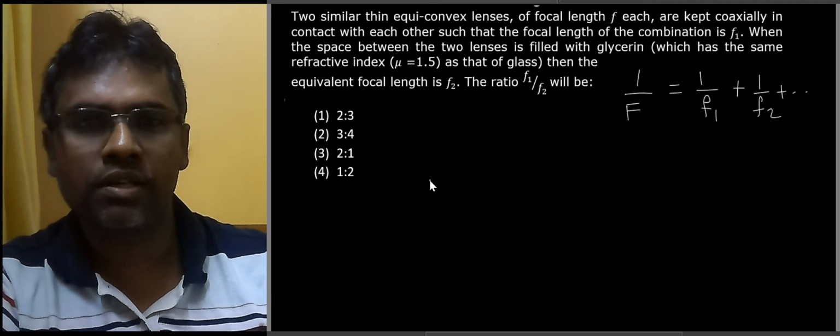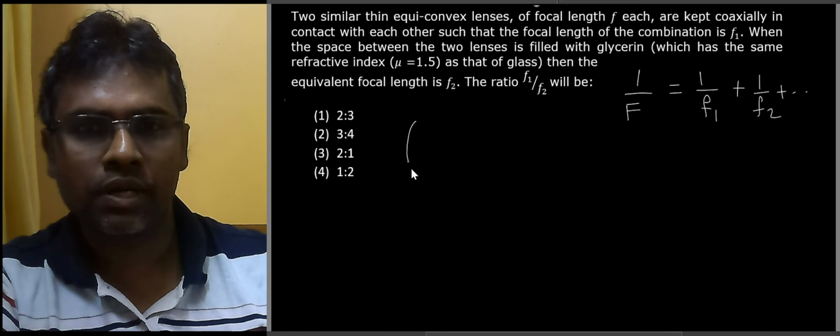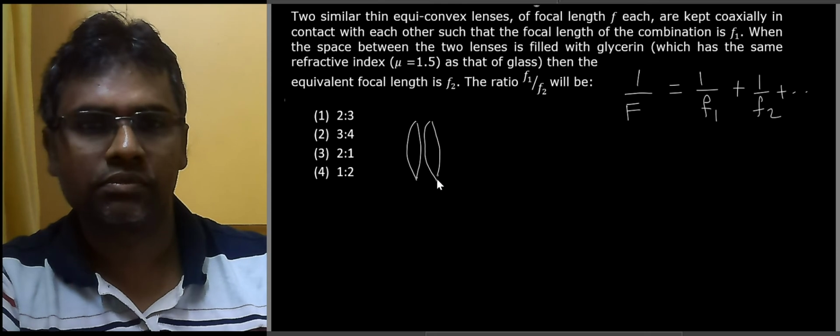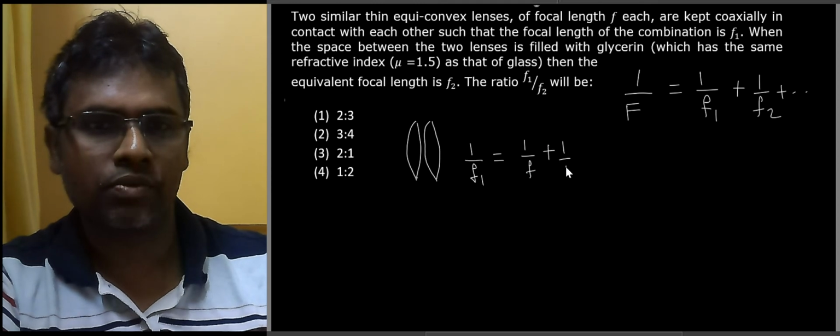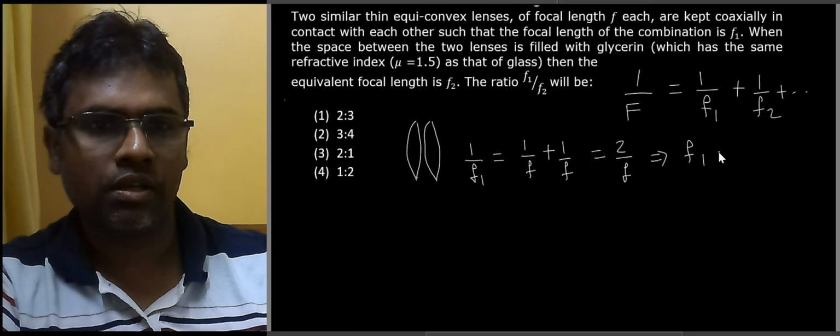So without glycerin, you look at the two glass lenses. So the focal length is 1 over f1 is 1 over f plus 1 over f. So this is 2 by f. So we can say the equivalent focal length is f over 2.